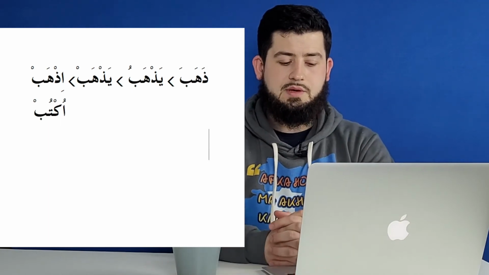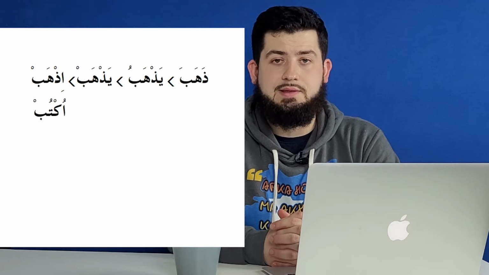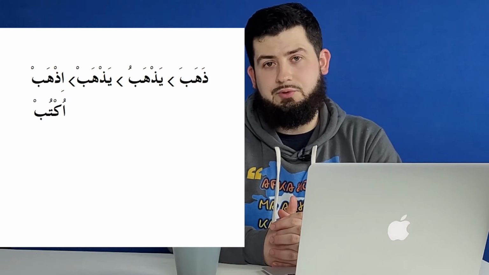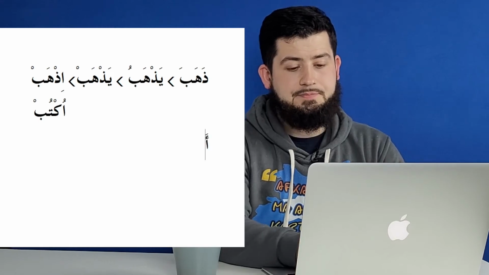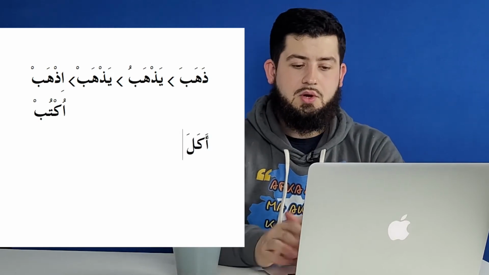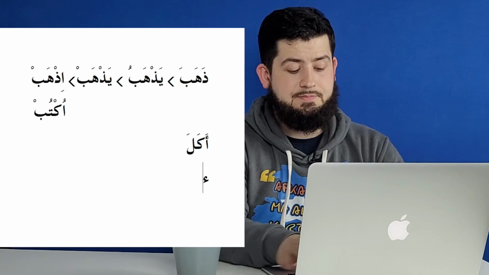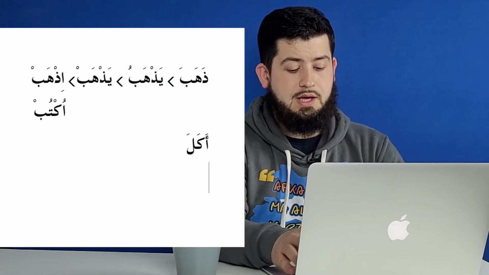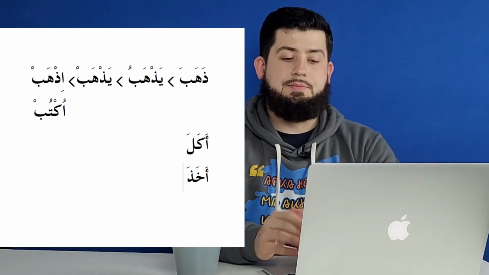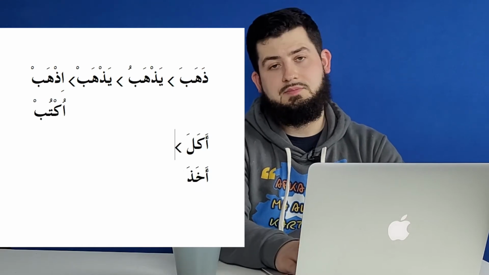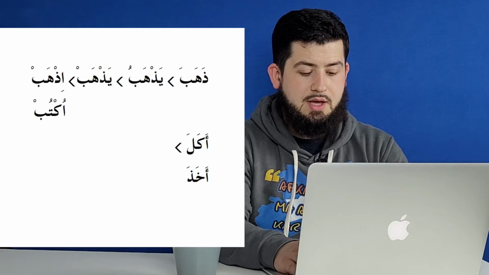Well, the issue is when we come to verbs that have a hamza as a root letter, as a beginning root letter to be specific. So for example, with verbs like akala, or verbs like akhadha. Okay, so if we're to take that through the steps, akala, يأكل.